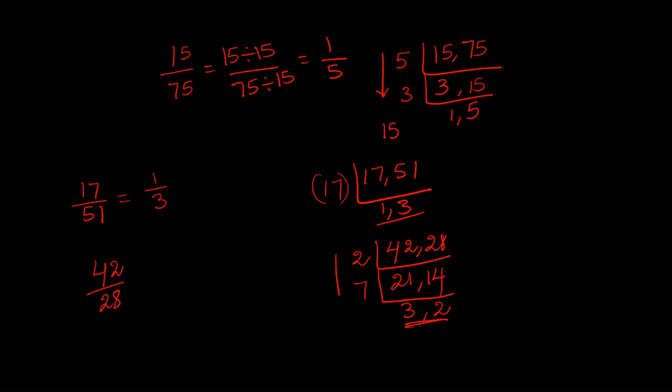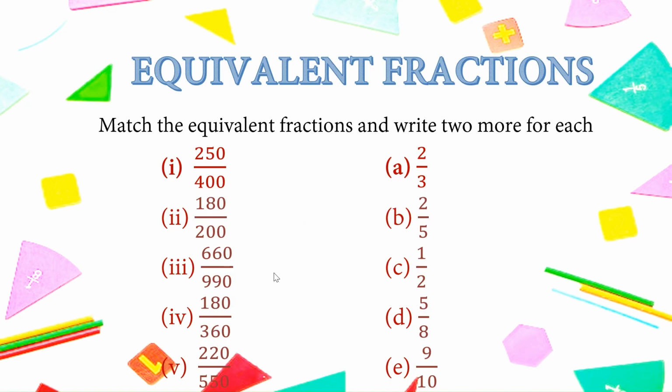So we can't further use this division process. We'll stop it here, and the HCF would be the product of these two numbers, that is 14. Divide both numerator and denominator with 14, and that would give the simplest form. The numerator is 3 times and denominator 2 times, so 3 upon 2 gives the simplest form. And we'll try to complete this problem, that is to match column A with column B, and here we have to simplify and then only we can match.